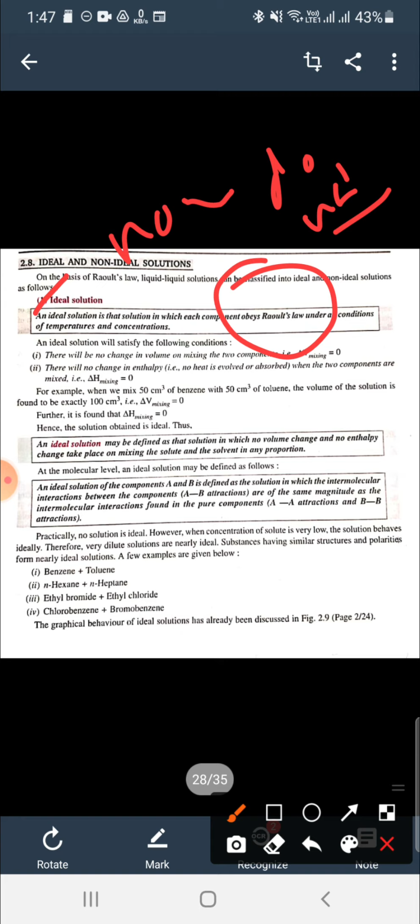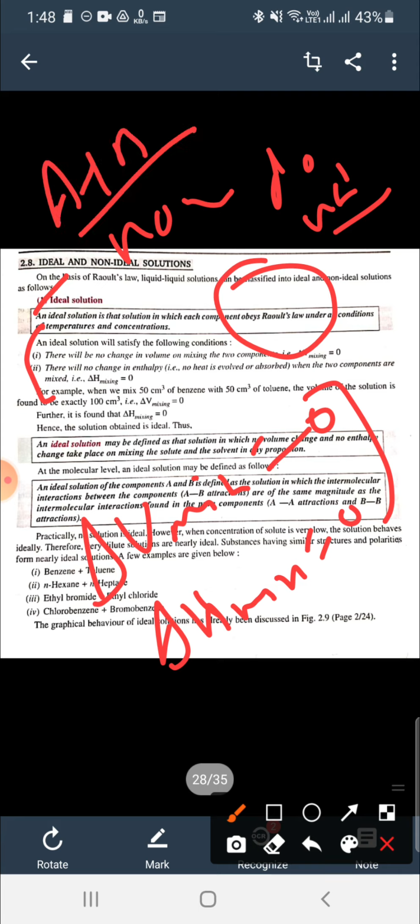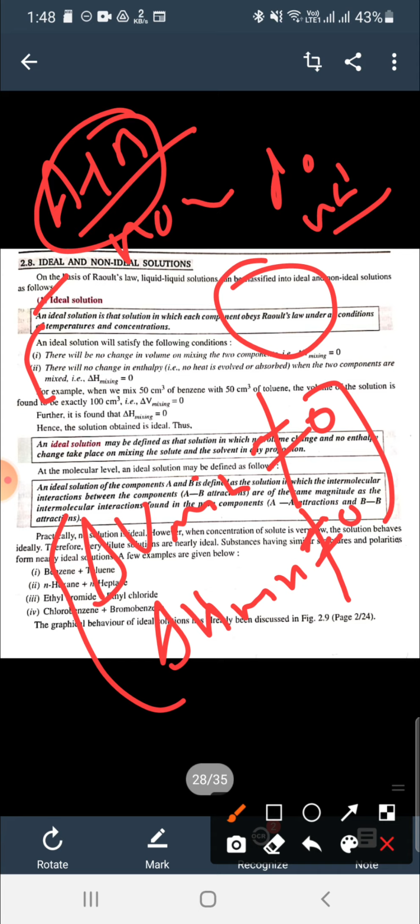There are two conditions you can see: when delta V mixing is equal to 0, and delta H mixing is equal to 0. This is for ideal solutions: when mixing A and B there is no volume change and no heat change. If there is no heat change and no volume change, then the solution is said to be an ideal solution. If there is a change in volume and change in enthalpy, then it is known as a non-ideal solution.